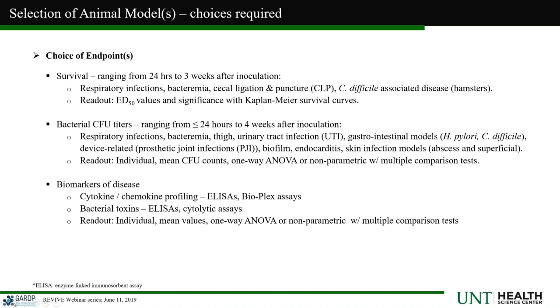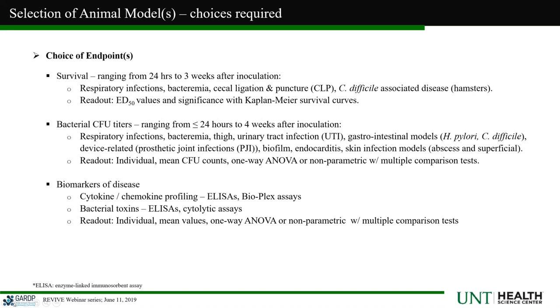If you're looking at CFU titers, again, this can range anywhere from a 24-hour to as much as 4 weeks for certain biofilm infections or prosthetic joint infections. And here again, your readout is mean CFU levels for your group. And you could look at both one-way ANOVA or non-parametric statistics to look at efficacy versus control or other dose groups to see whether or not you have statistical significance with your efficacy.